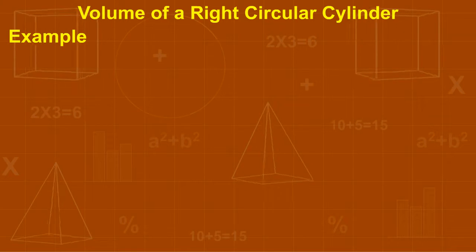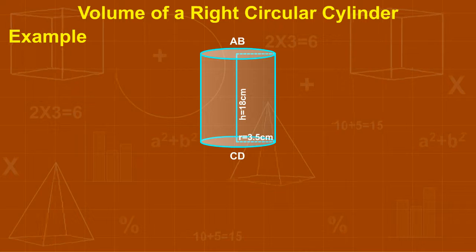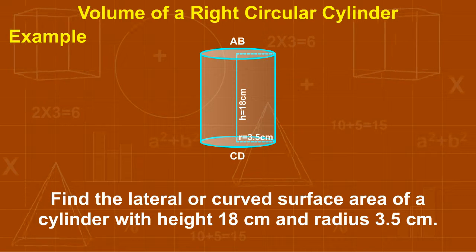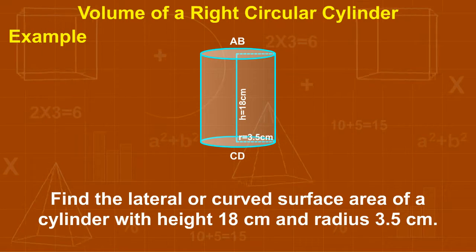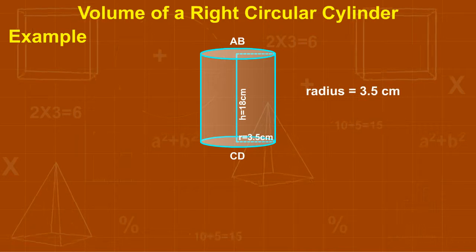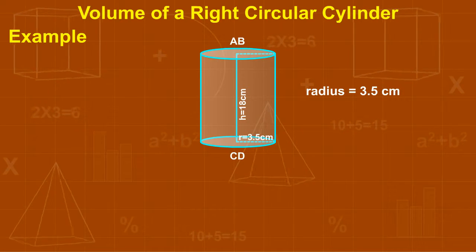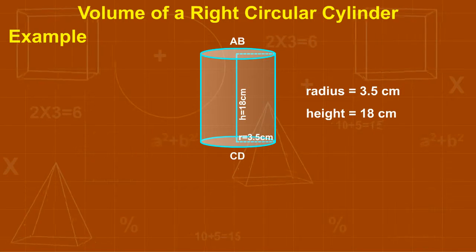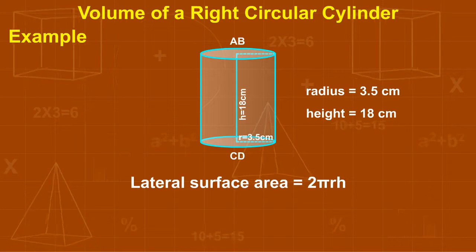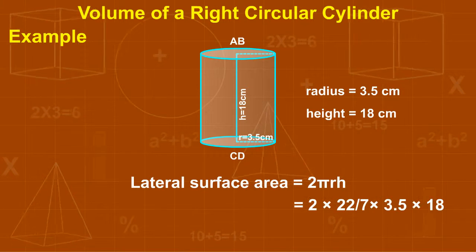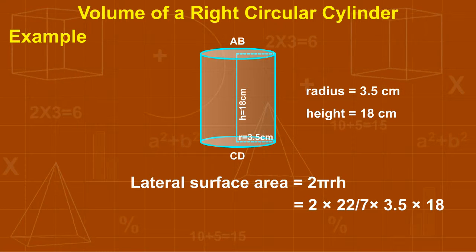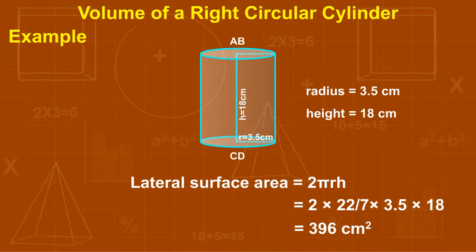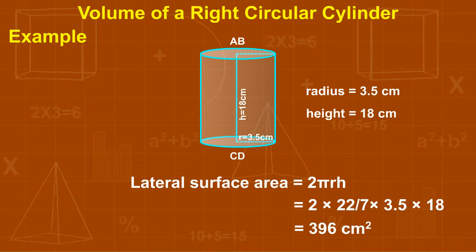Let's try an example to understand this. Find the lateral or curved surface area of a cylinder with height 18 cm and radius 3.5 cm. We can see that radius is equal to 3.5 centimeter, height is equal to 18 centimeter. Then, lateral surface area is equal to 2 pi r h, which is equal to 2 into 22 by 7 into 3.5 into 18, which is equal to 396 centimeters square.